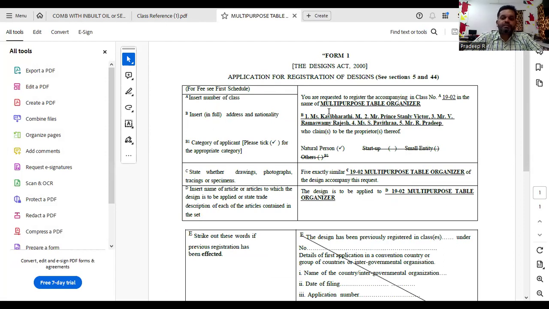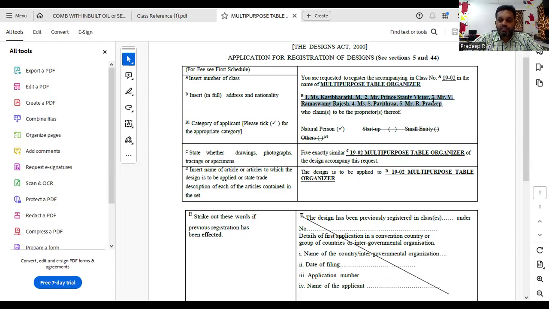This is a multi-purpose table organizer which is being submitted for the patent. Here in the line for the class number, which I was telling you about before, you have to take the class reference in which it exactly falls. That is 19, and the subclass is 19-02. The name of the article is multiple table organizer. And in the stretch below, you have to tell who all the applicants are. That has to be noted in this place.